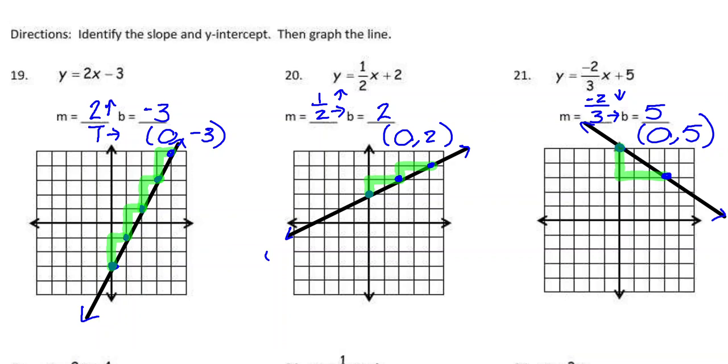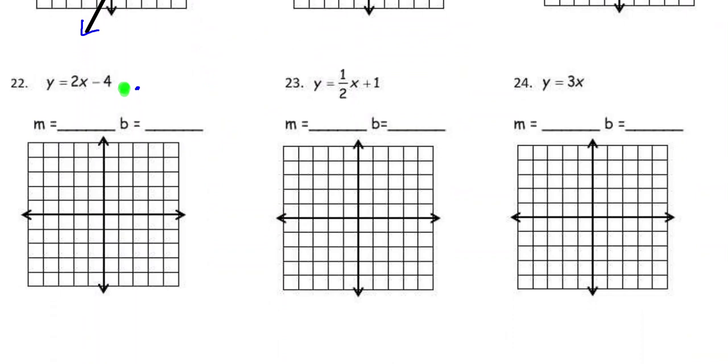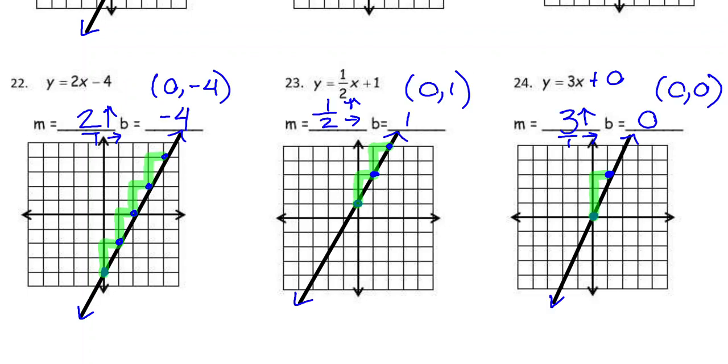Okay, you try the last 3 that are on this page, and then you're done. And here are your answers for those 3. Please let your teacher know if you have any questions.